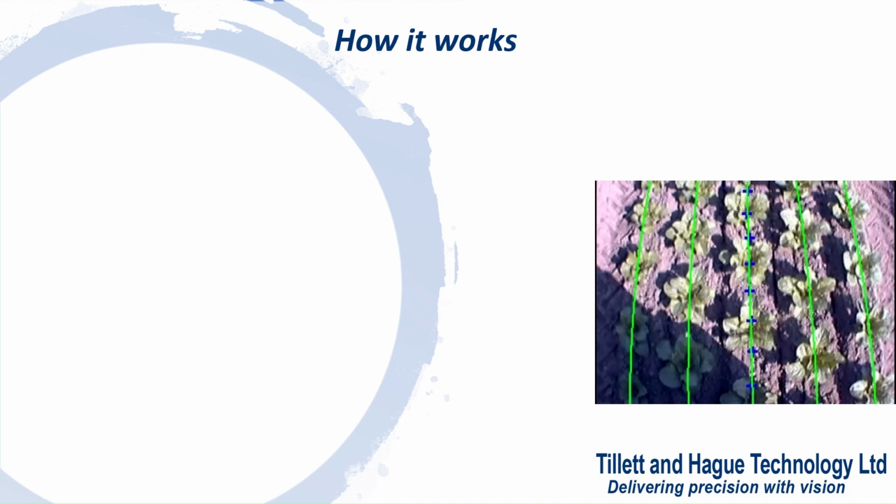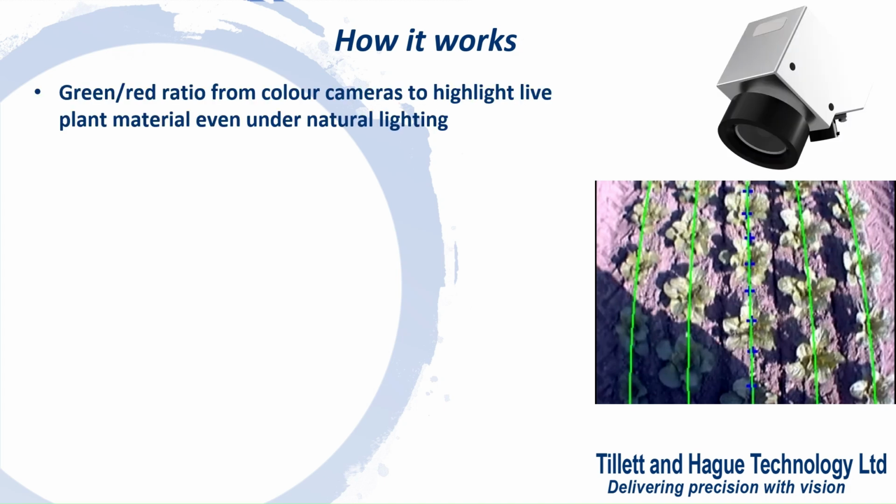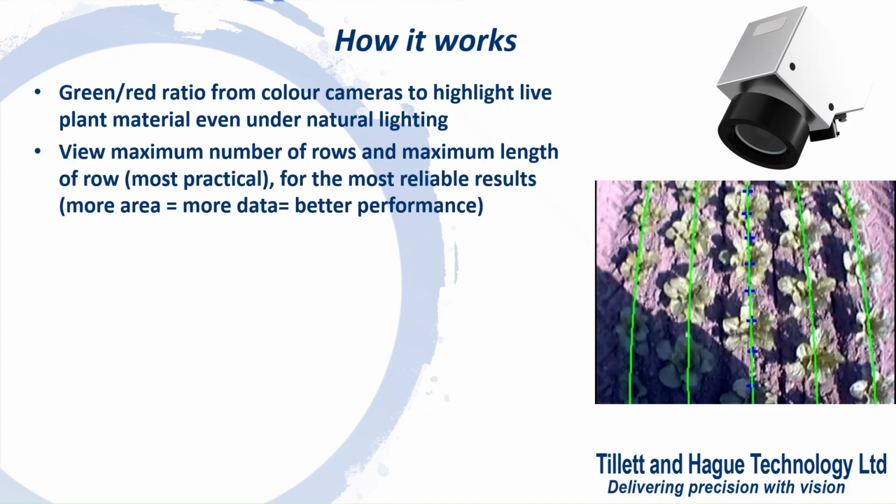We start by taking video images from a colour camera. To reduce the effects of shadows, we normally take a green-red ratio to highlight live plant material against the background. We arrange for the camera or cameras to be mounted in such a way that they view the maximum area of crop. The more they see, the more data we have, and the better the performance.